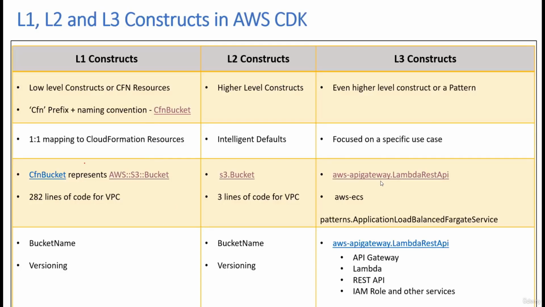Now just to compare the L1 and L2 constructs, say you are creating a VPC. In CloudFormation or an L1 construct, you will have to create the VPC, subnets, route table association with the subnets, internet gateway, and a whole bunch of other things. Typically, you will have to write 282 lines of code to create a VPC and all its components. If you do the same using the L2 construct, all you have to do is write just 3 lines of code, and the AWS CDK L2 construct will by default create the rest of the resources like public subnets, private subnets, route table association, internet gateway, etc. So that's why it's recommended to use L2 constructs.